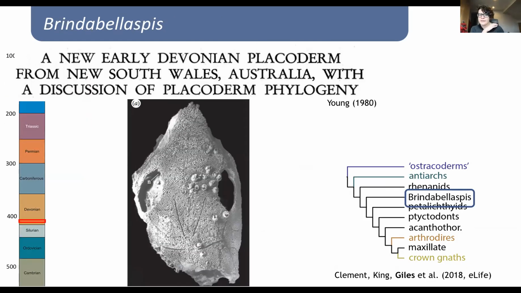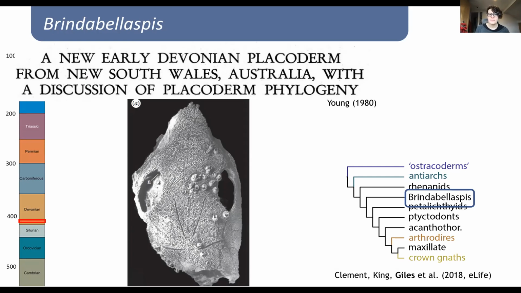And an ideal candidate for this is this animal called Brindabellaspis. It's about 410 million years old, and it's known from the early Devonian of New South Wales in Australia. It was originally described in the 1980s, and these are really beautiful fossils. You can see here it would have had this long snout, and these two holes on the top are where its eyes would have been. And this picture is just of its head.